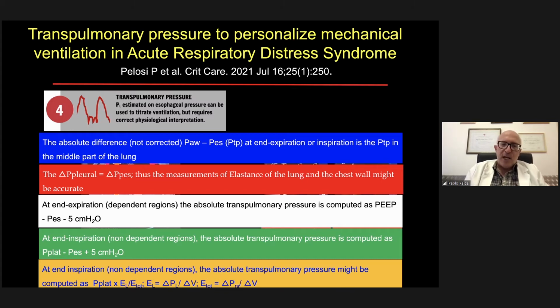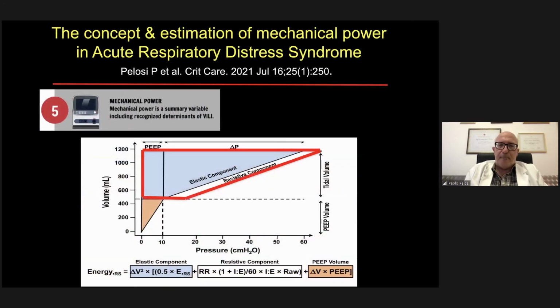Also, at end inspiration in the non-dependent part of the lung, the absolute transpulmonary pressure may also be computed as the plateau pressure of the respiratory system times the elastance of the lung divided by the total elastance, in which the elastance of the lung is calculated as the driving transpulmonary pressure divided by the tidal volume, and the total elastance of the respiratory system is calculated as the driving pressure of the total respiratory system divided by the tidal volume.